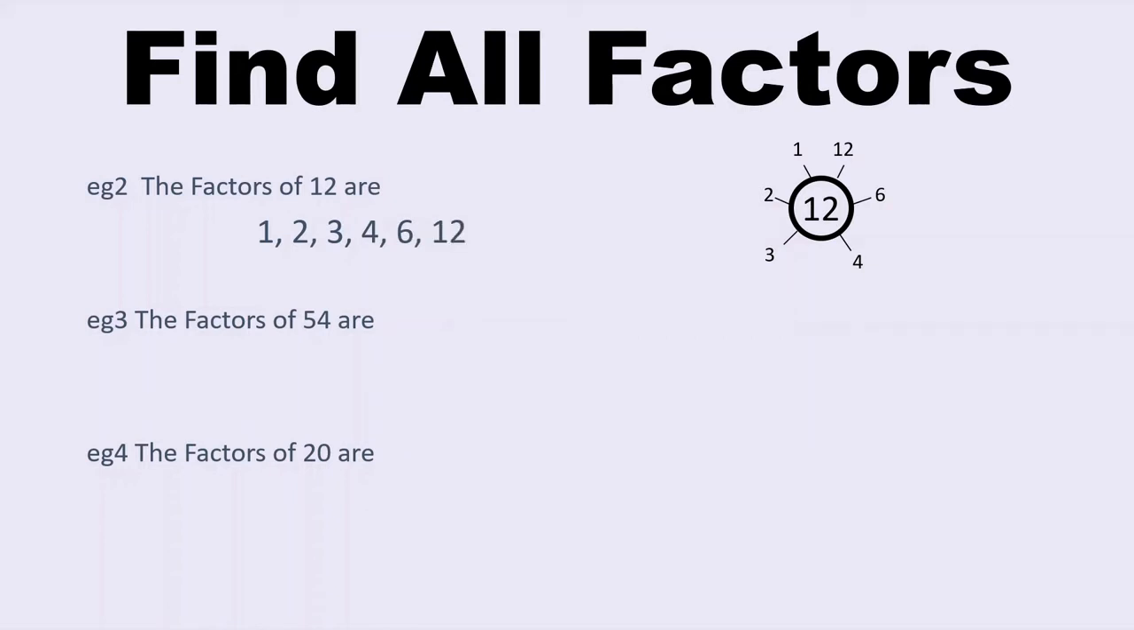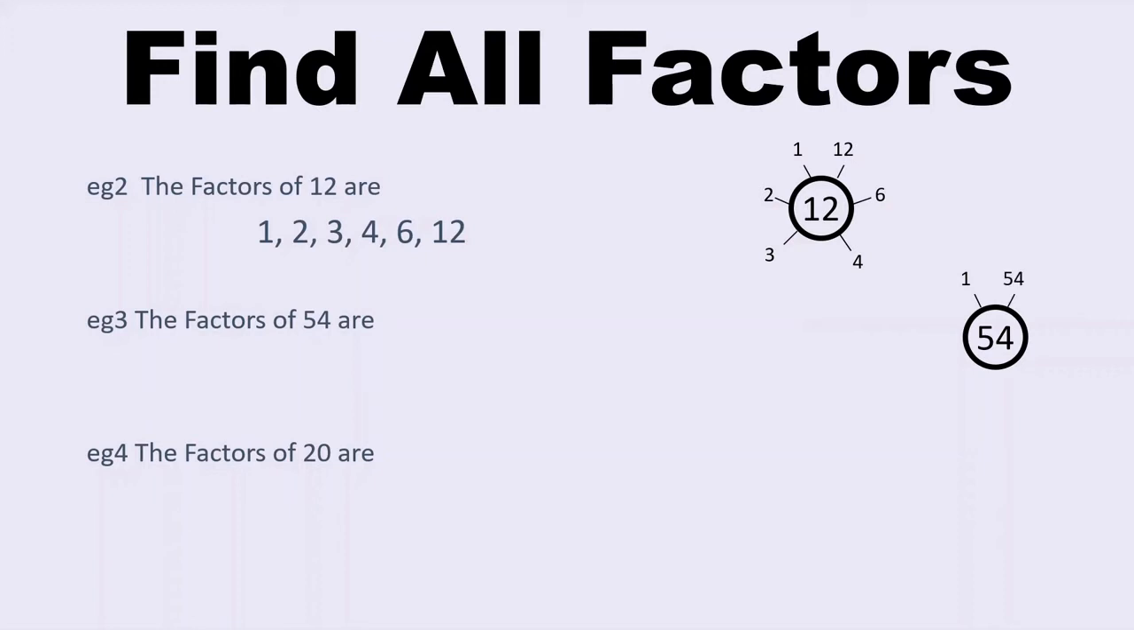How about for 54? Go ahead and try that for yourself if you like. So write 54 at the center of your spider and start with the smallest factors of 54. Hit pause if you like. I'm just going to keep going through. The smallest factor is always 1. And whenever you divide by 1, the value doesn't change, so the highest factor is always the number itself.